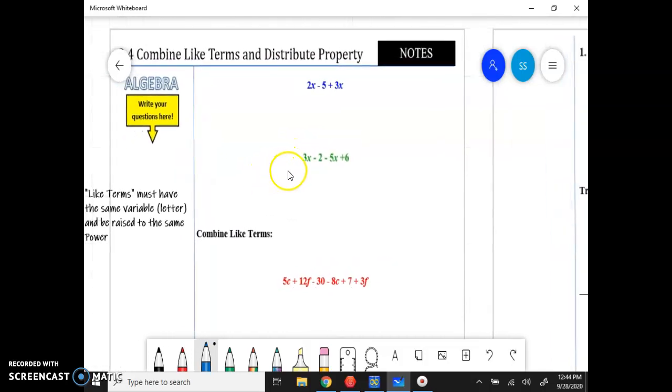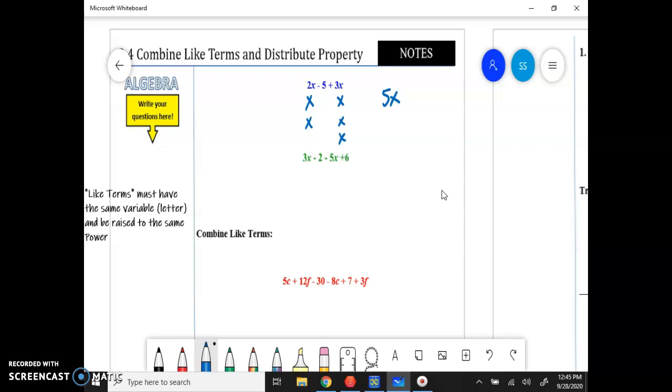So if they have the same variable and they're raised to the same power, like with our first example here with 2x and 3x, these are like terms. And so right now, I want you to think about these x's as individual x's. This is showing you how many x's you have. You have two x's here and three x's there. All right, so how many total x's do we have? We have five x's.